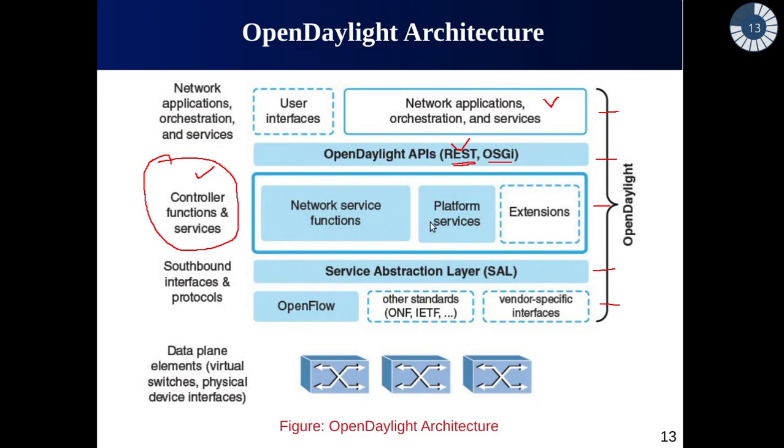We also have a service abstraction layer, SAL, and it provides, as the name indicates, abstraction. It will provide a uniform view of the data plane resources. Here we have different resources, so it will provide a layer of abstraction, a uniform view of the data plane resources. Why? So that the control plane functions can be implemented independently of the specific interfaces, specific protocols, and specific devices. So that is the basic responsibility of SAL.